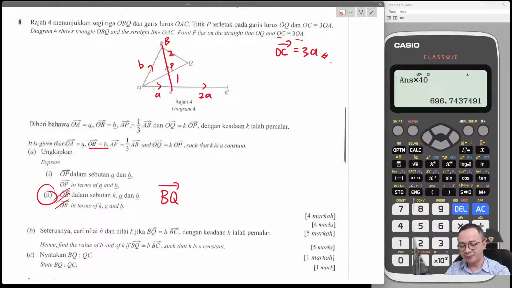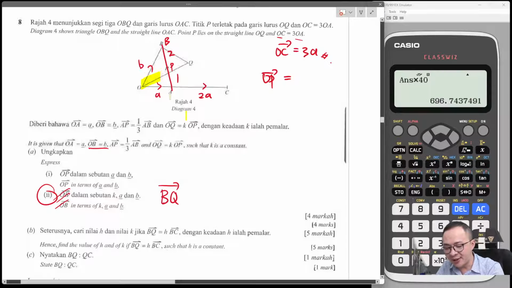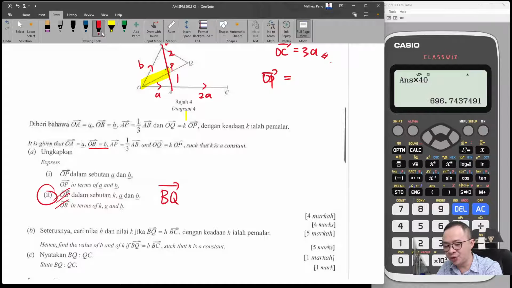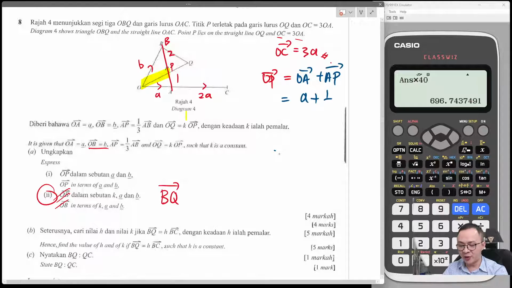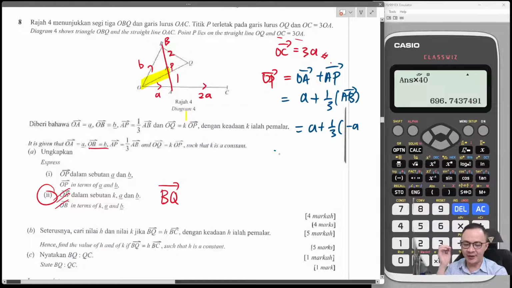I literally done everything needed here. So I want to find the OP. If I want to find the OP, I will just use which path? OP is basically here, isn't it? So I believe I will choose OA plus AP. Seems doable. OA is just A. AP will be 1 over 3 of AB, right? And I can find AB. AB is AO plus OB, isn't it? So it's negative A plus B.